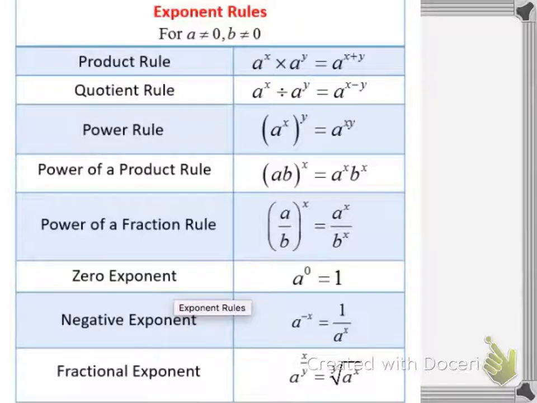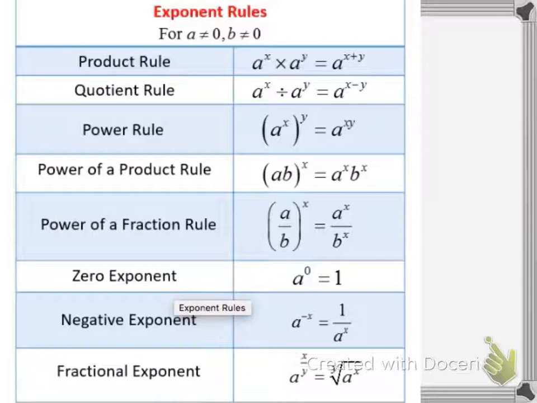So in this video, we're going to do a quick review of the exponent rules from Algebra 1. And the first one we're going to look at is called the product rule. So the product rule is the rule you're going to apply when you're multiplying two bases that are the same.